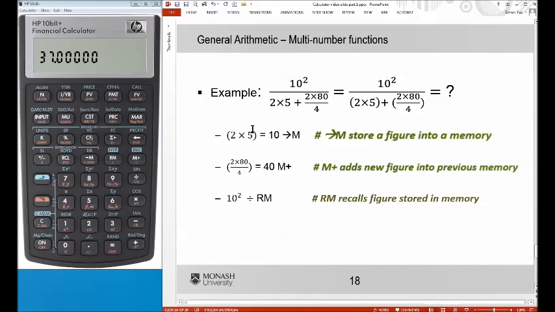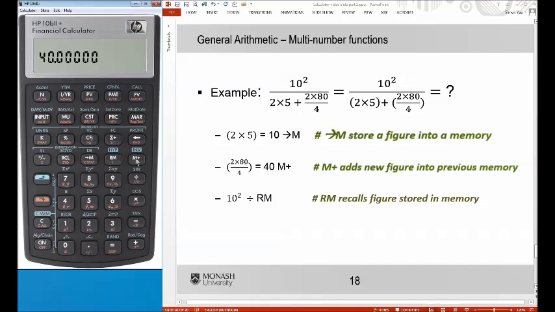So we start from 2 times 5 equals 10, and we store it into the new memory, so arrow M. Then 2 times 80 divided by 4 equals 40, and we are going to add the 40 into the previous memory. So we click on the M plus. So now the figure becomes 50 in total.